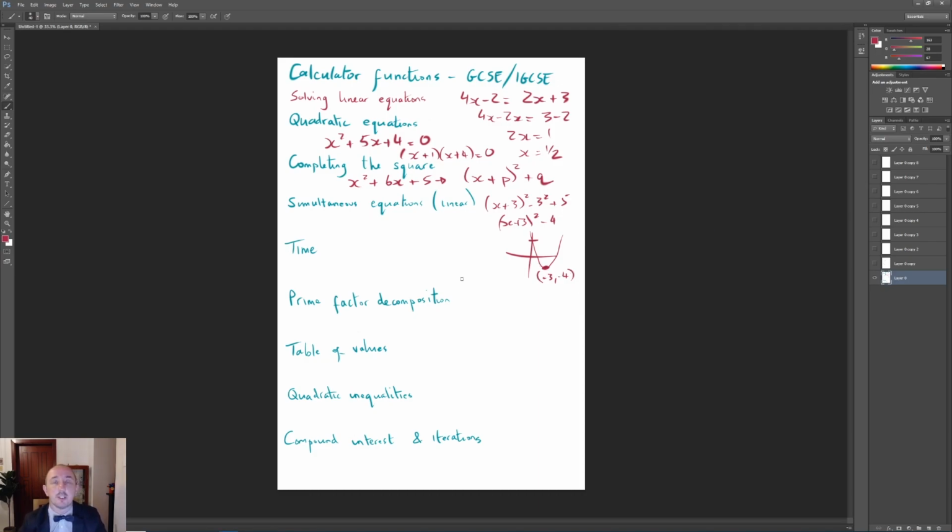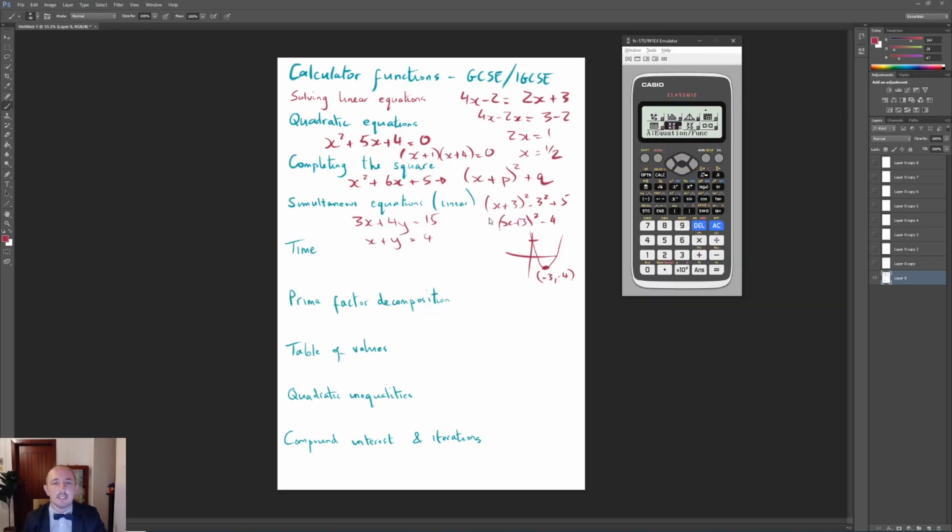Okay, the next one I wanted to show you was simultaneous equations, the linear ones. So if you have something like 3x plus 4y equals 15 and x plus y equals 4, I think. So, you would times the second one by 4 to try and get these equal to each other.